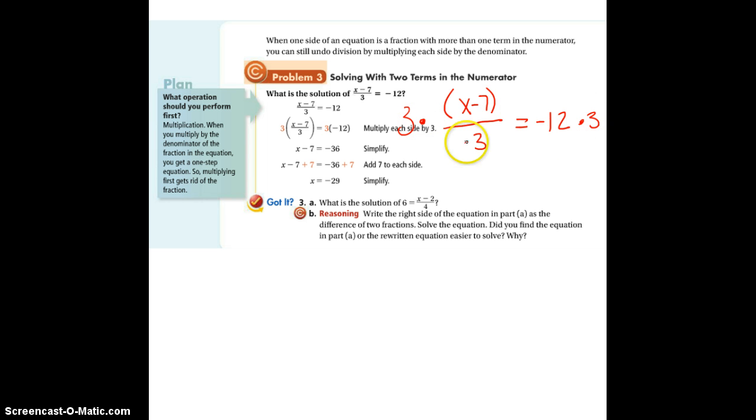So when I multiply both sides by 3, the 3's are going to cancel each other out, and then I would have x minus 7 equal to negative 36. So then all I need to do is just add 7 to both sides, and I find out that x is equal to negative 29.